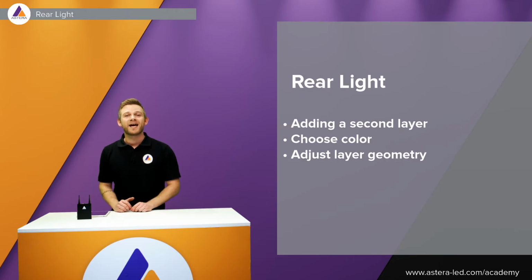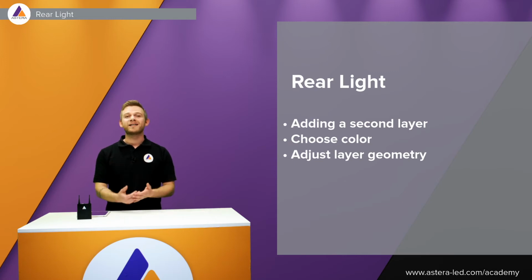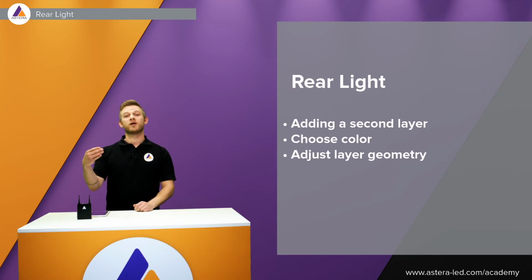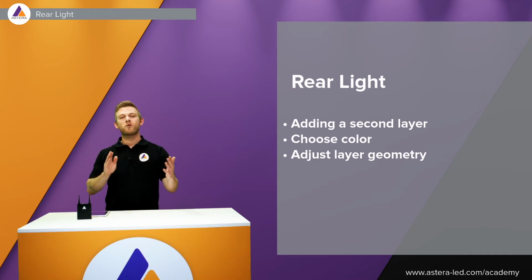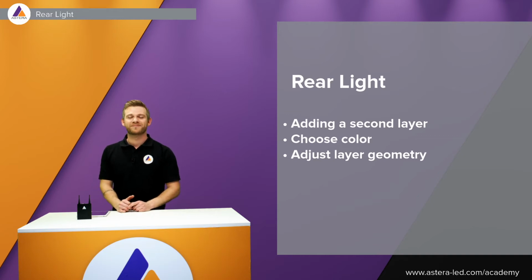So in order to create this poor man's process with real lights on top of it, we need to add a second layer to the poor man's process, choose the color, which in this case is the red color, and then adjust the layer geometry, so the direction to the opposite side, and also the post delay to create some more distance in between the cars passing by.